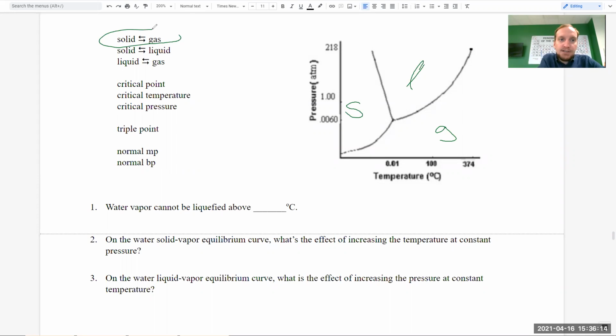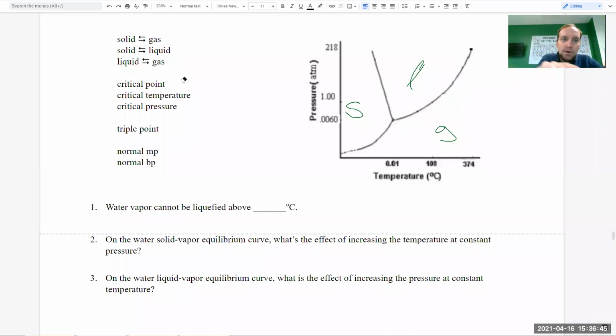So a phase change between solid and gas would be right here. This line represents the phase change between solid and gas, okay? The next one we have here is solid and liquid. That would represent this line here. This is the phase change between solid and liquid. The next one we have is the liquid to gas. And again, that would be this right here. This is the phase change between liquid to gas.